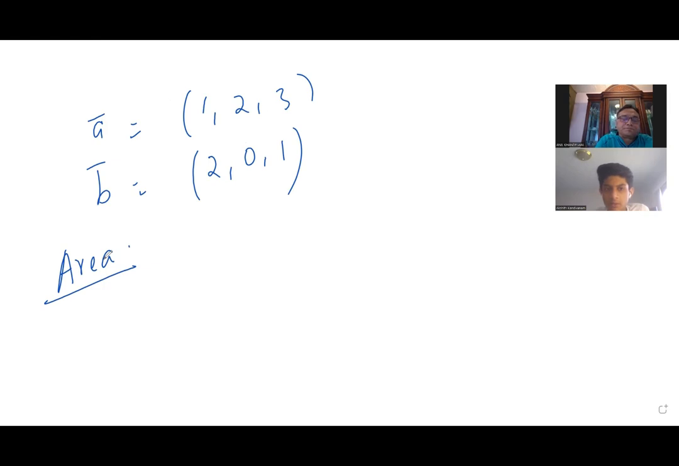Sir, we can do A cross B to find the area. Magnitude of A cross B. You get the idea? The magnitude of A cross B, tell me what is the answer. You can use any method.